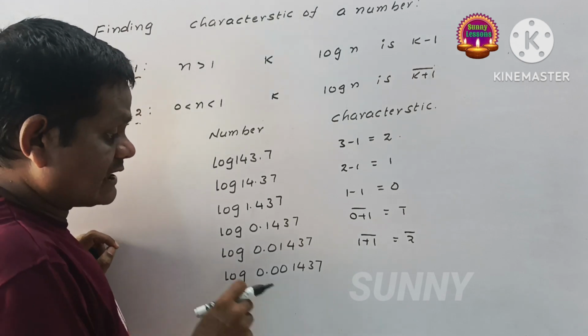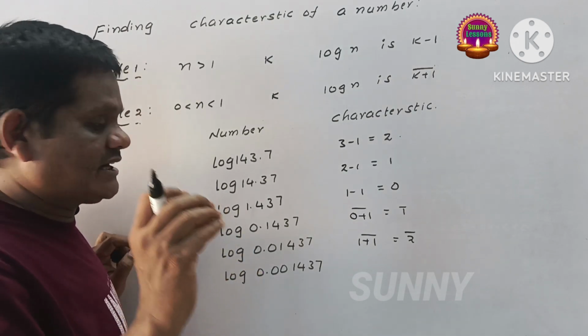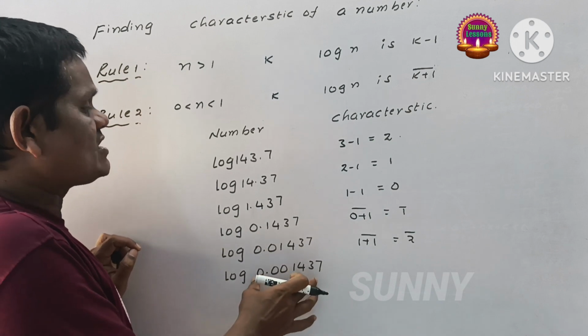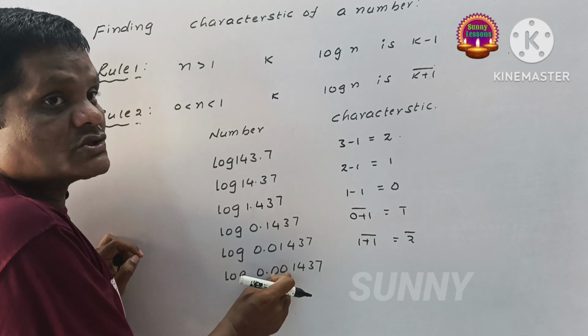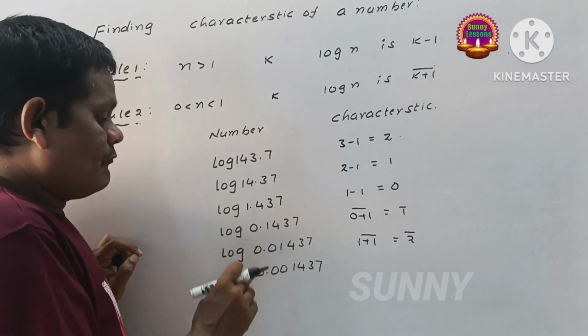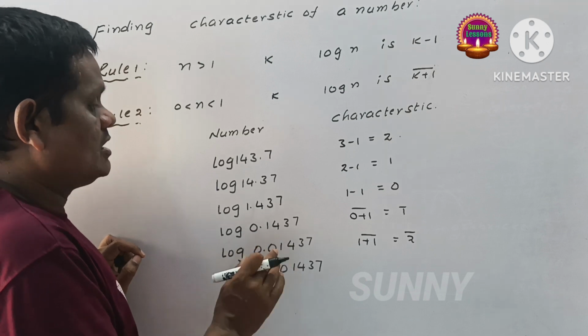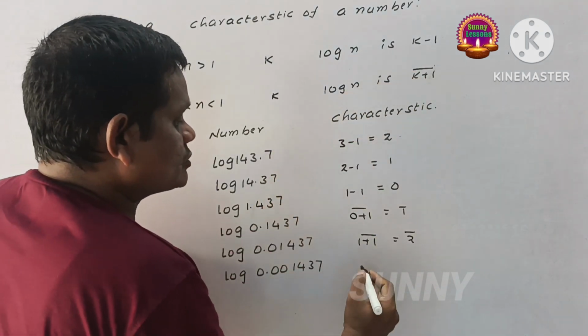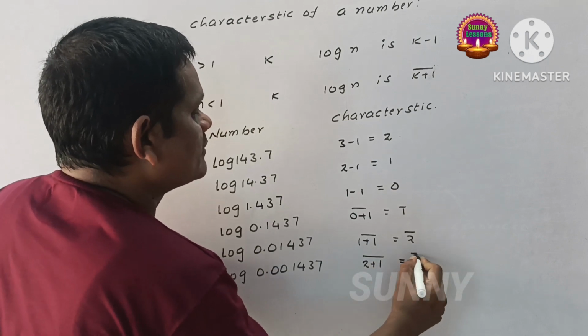Next, the logarithm of 0.001437. In this case, it also lies between 0 and 1. Yes, it has two zeros between the decimal point and the first non-zero number. So the characteristic is 2 plus 1 bar, means 3 bar.